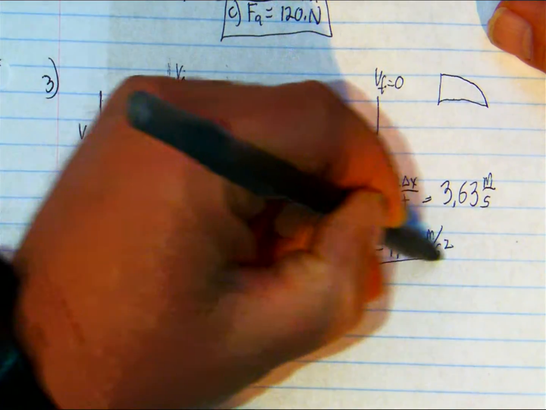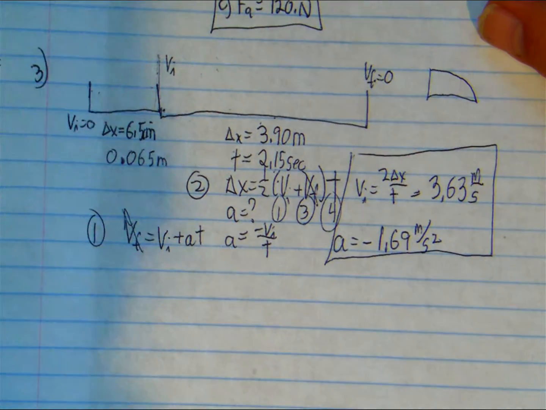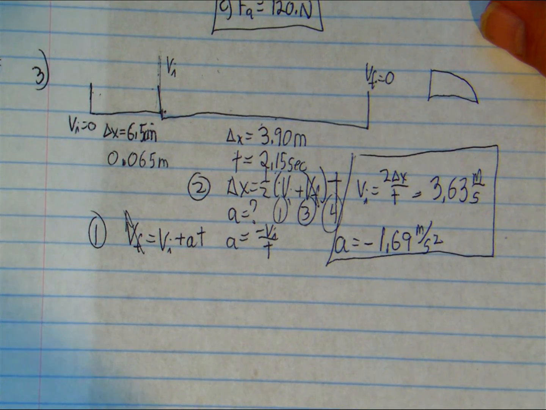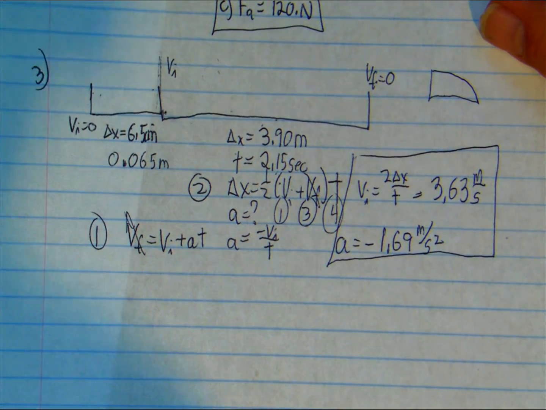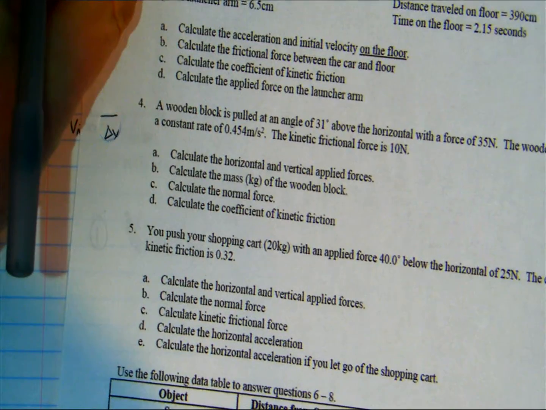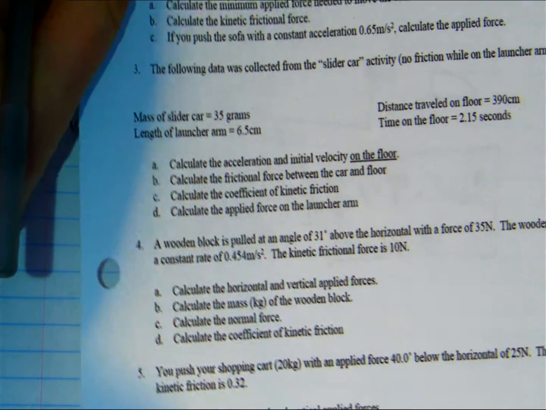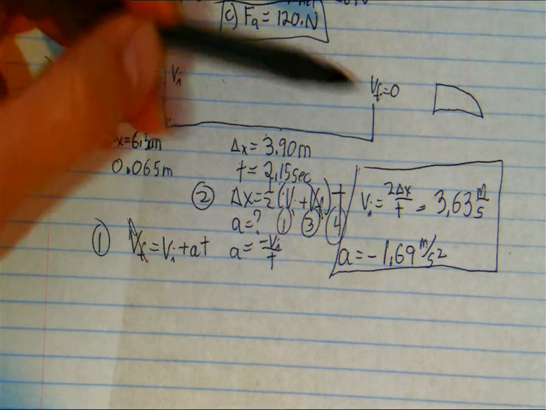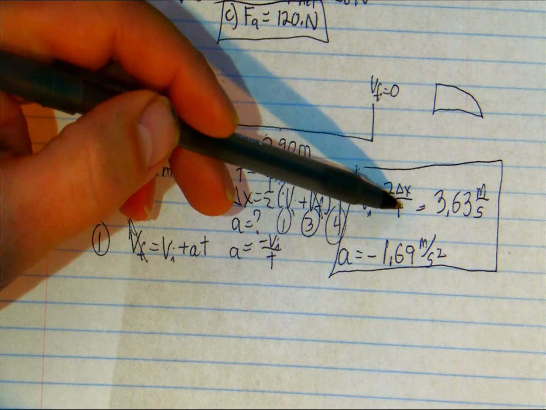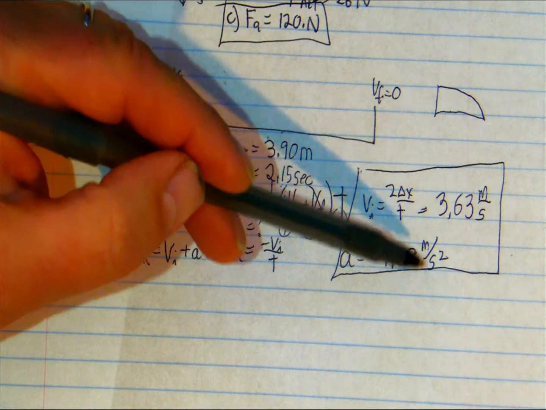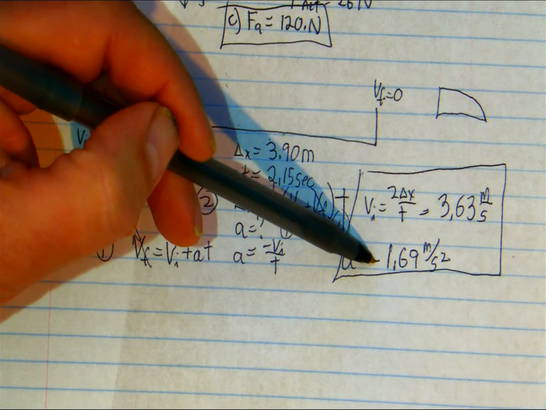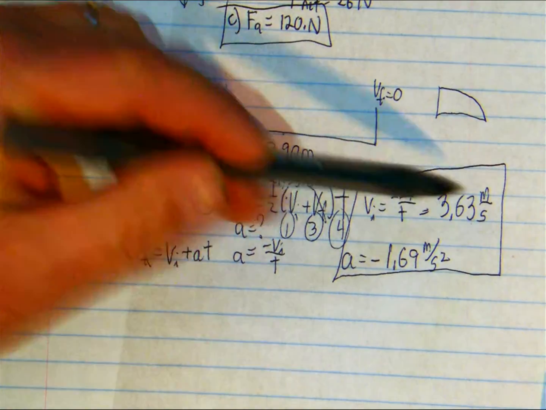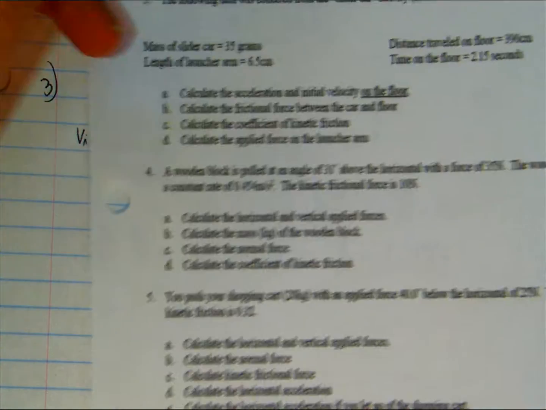So these two values are the answer to part A. Part A, the question was, calculate the acceleration and initial velocity on the floor. Answer, acceleration was negative 1.69 meters per second squared, which means it slowed down by friction. Initial velocity was 3.63 meters per second as it flew off the launcher arm.